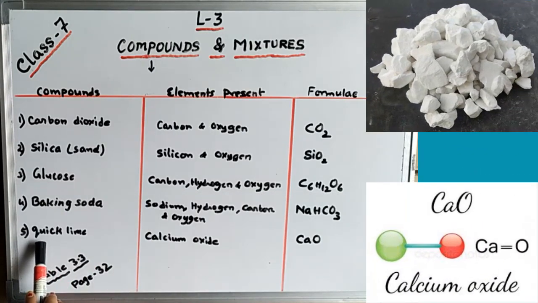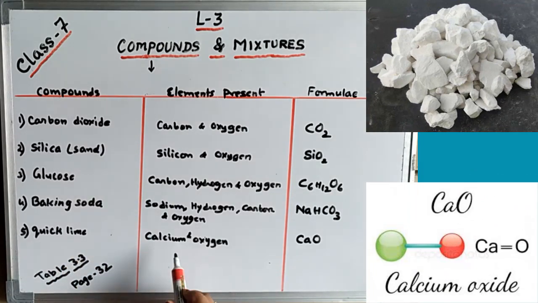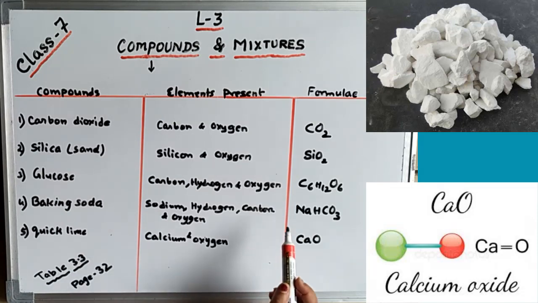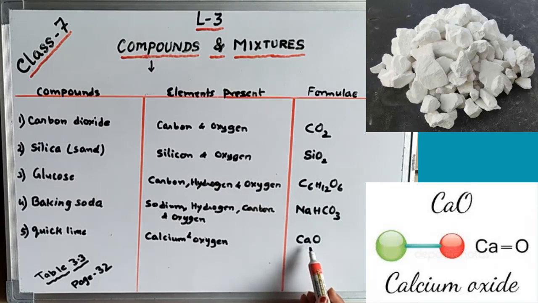Now coming to the next, quicklime. Quicklime is also known as calcium oxide. The elements present in quicklime are calcium and oxygen. And what is the formula? Calcium oxide, CaO. So students, you have seen that I have discussed a few of the compounds with you, and please go through them from the table which I have given you, table 3.3 from your book, page number 32.